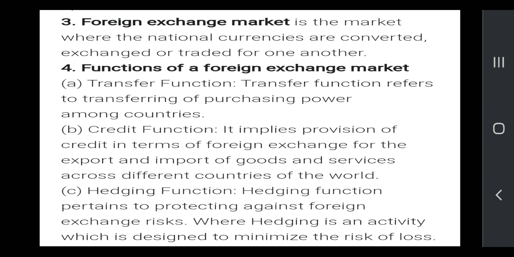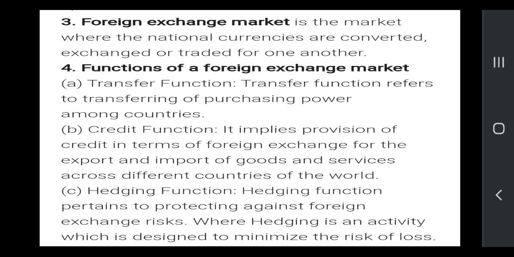So what are the functions of the foreign exchange market? First, transfer function. Transfer function refers to transferring of purchasing power among countries. Meaning if you want to purchase dollars, then it will take place in the foreign exchange market. So it plays the function of transfer, meaning it transfers the foreign currency. Okay. Credit function. It implies provision of credit in terms of foreign exchange for the export and import of goods and services. If a country exports or imports goods, then it provides credit also.